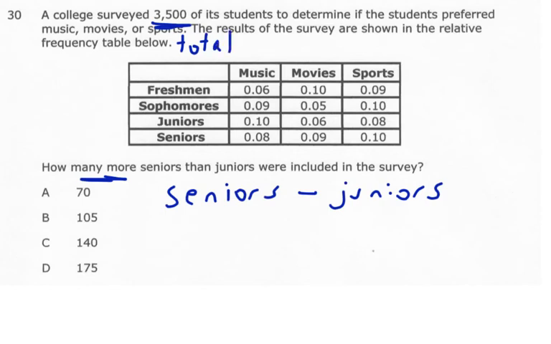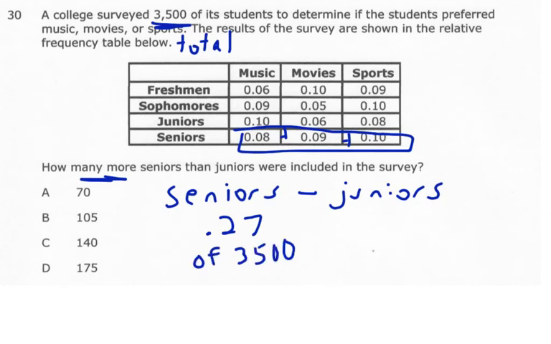So I'm going to use the decimals they gave me there, so 0.08, 0.09, and 0.10. I'm going to add those up to give me my total number of seniors, and add those decimals up and you get 17 plus 10, that'd be 0.27. And that's 0.27 of 3,500, or 27% of 3,500. So I know that of means to multiply, so I'm just going to do 0.27 times 3,500. That tells me the number of seniors. That gives me 945 seniors.